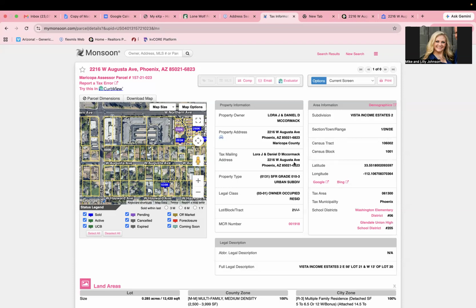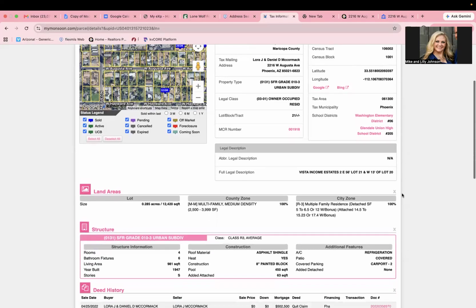I'm going to have to get more comfortable with Curve View. It happens every few years. They change tax records on us, and it's a huge pain, but it's just the way it is. Okay. So I'm just looking at property information.